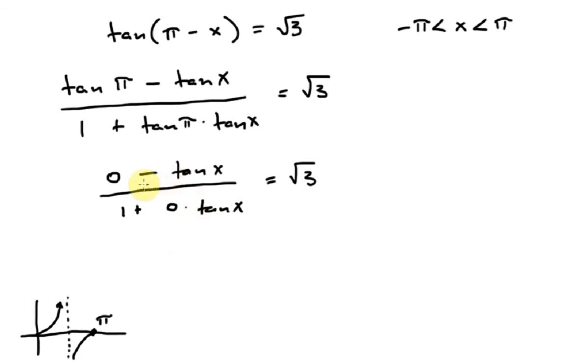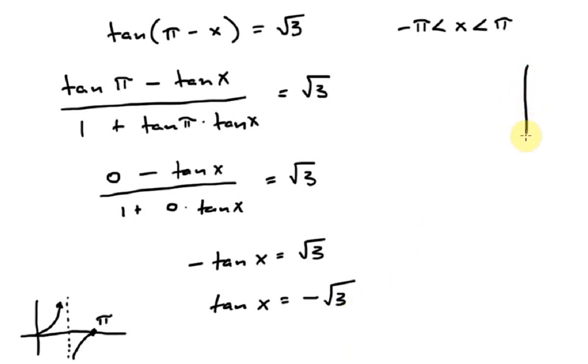So here's what I got. I got negative tan x over 1. So in other words, negative tan x equals root 3. Now I'm going to multiply both sides by negative 1. It's a little bit easier, I think, to look at and say, oh, so in other words, tan x has to equal negative root 3. All right, well, that makes me think of a special triangle I know.